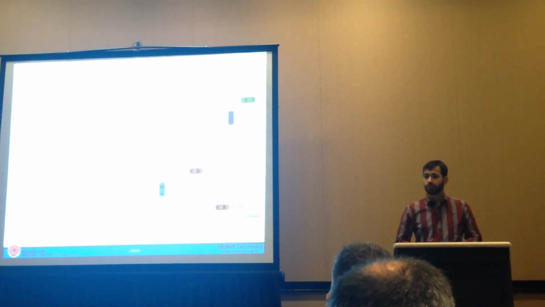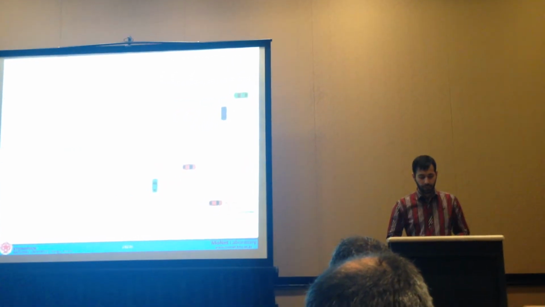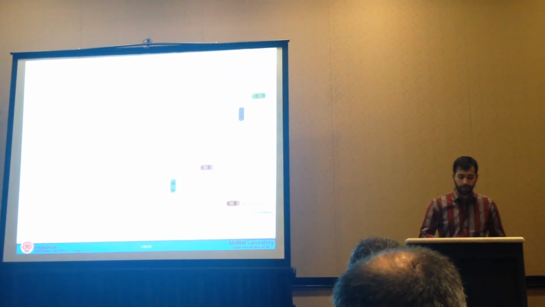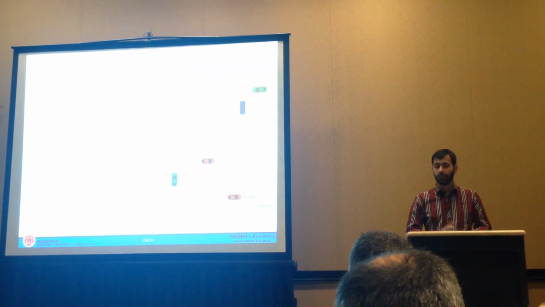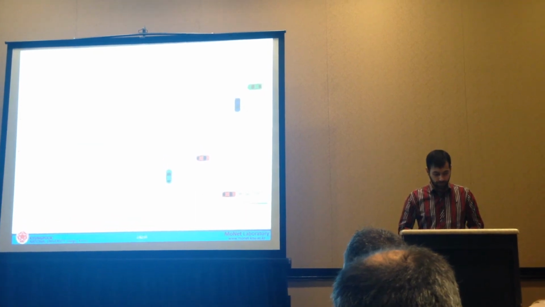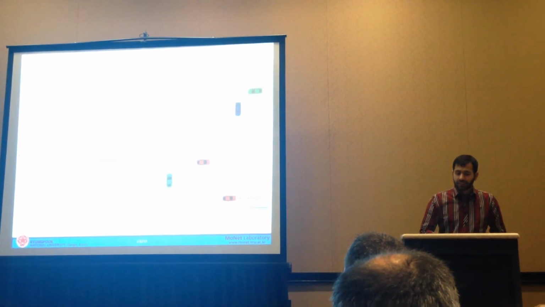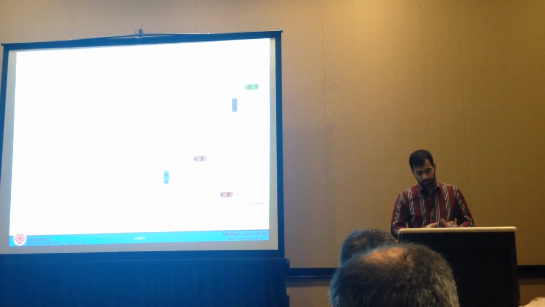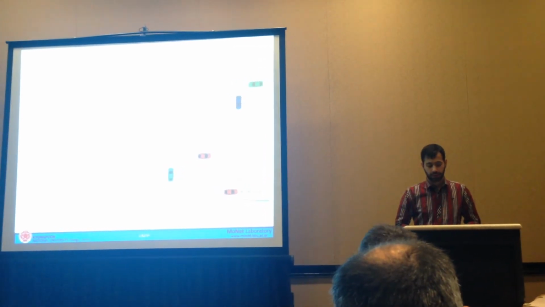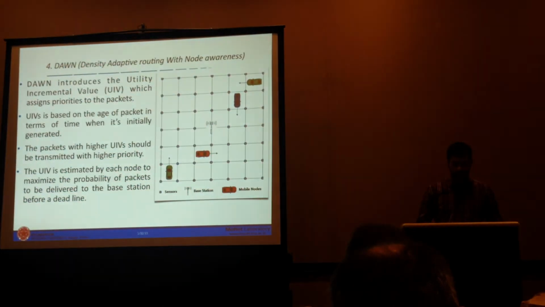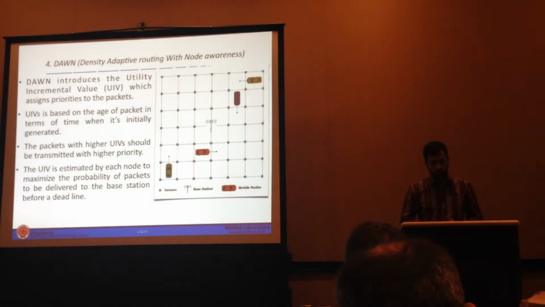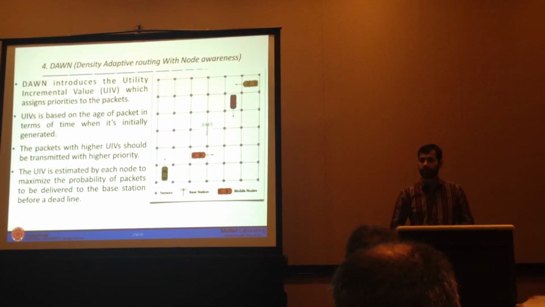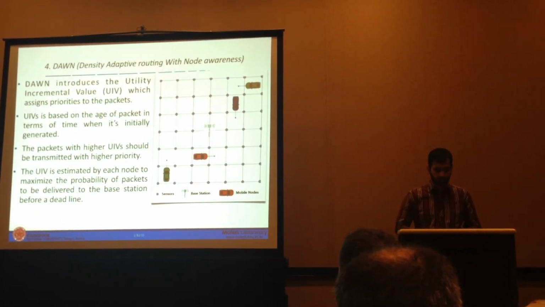The fourth paper, which was summarized in this paper, is shortly called DAWN, which stands for Density Adaptive Routing with Node Awareness. DAWN basically introduced some utility incremental value. It's quite an impressive name, but actually it was based on the age of the packet when it was initially generated. So it stores that time or that hop count.